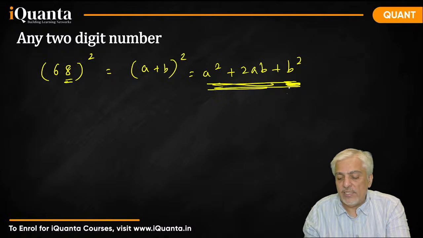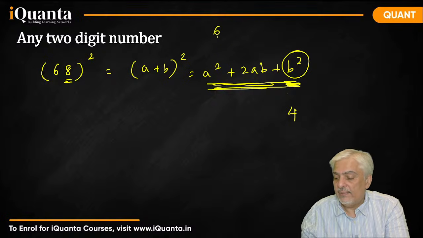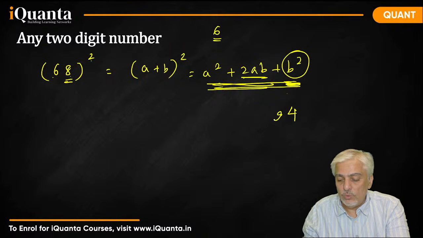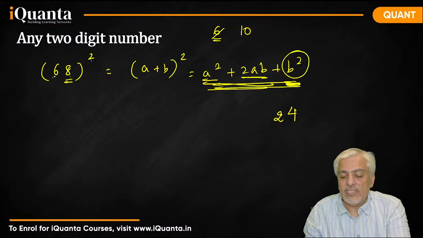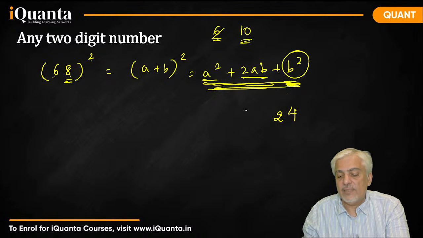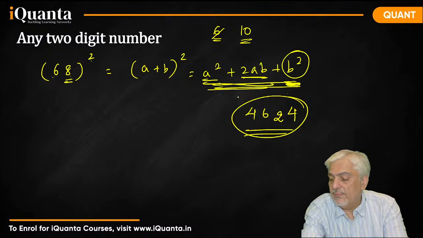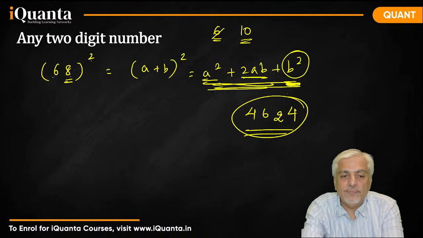8 square is 64, that is b square. 4 and 6 carry. 2ab. So 6 8s are 48, 48 2s are 96, 96 plus 6, 102. 10 carry. Then a square, 6 square, 36, 36 plus 10, 46. Now Devansh, clear? Okay.